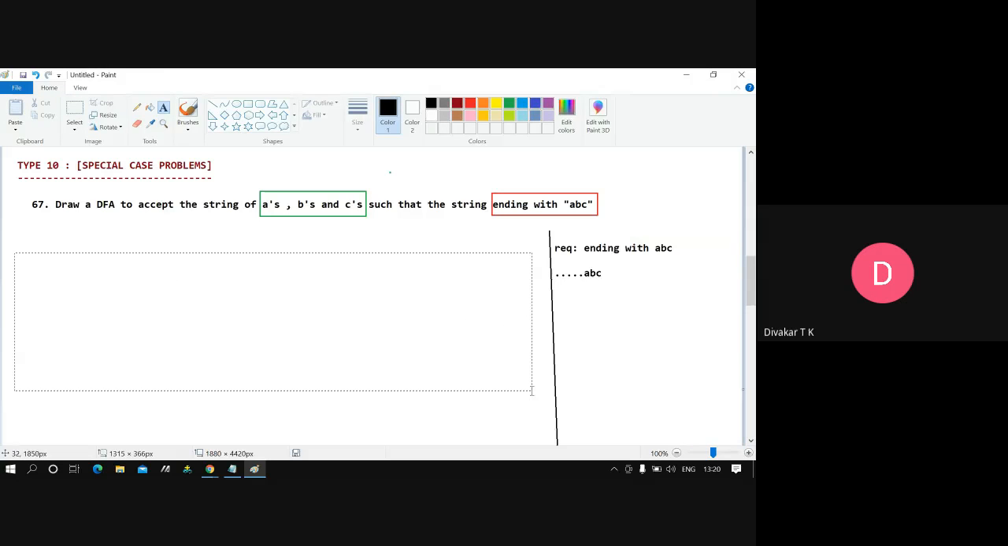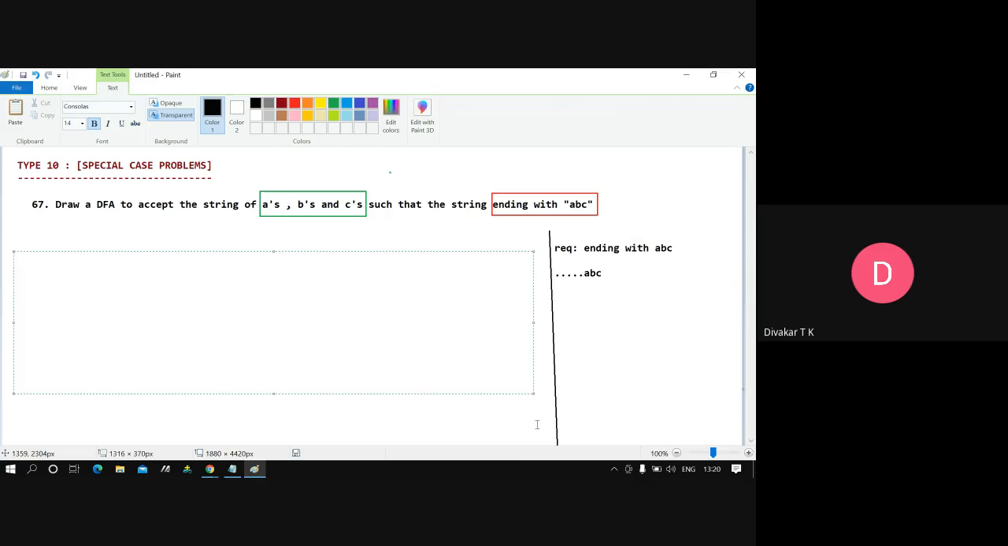We'll try to write the DFA diagram part here. Solution.